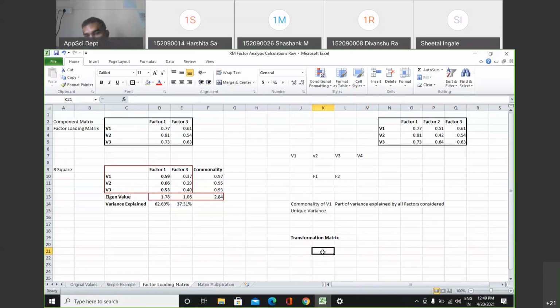Sir, I have a doubt. Why do you want to rotate the matrix, the factor one? Why do you want to rotate it?